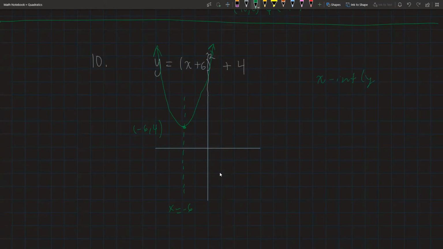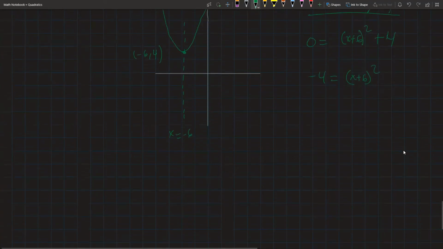X-intercept is when y equals 0. And that is the equation 0 equals something squared plus 4. Let's see how the algebra would tell us that there are no x-intercepts. How do we undo the plus 4? By subtracting 4. So negative 4 equals something squared. Now let's think about that. Can we square something and get a negative value? The answer is no. Therefore, no real solution in this case means no real x-intercepts. All right, that's the way I'm going to say that.